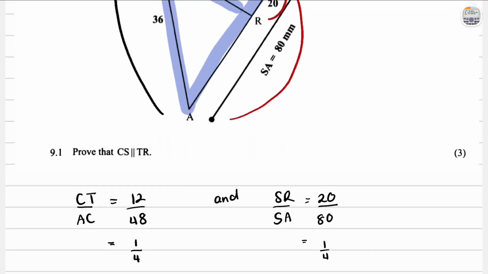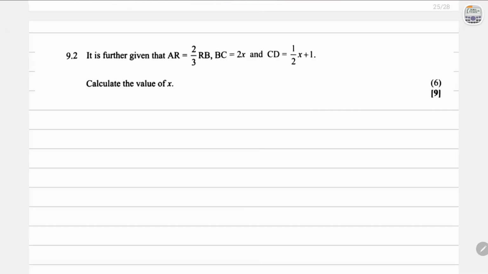And moving on to the next question. The next question, 9.2, says it is further given that AR is equal to 2 over 3 RB. Okay, we need to just be putting these down. And they tell us that BC is equal to 2x. And CD is equal to this, also in terms of x. We need to calculate the value of x.